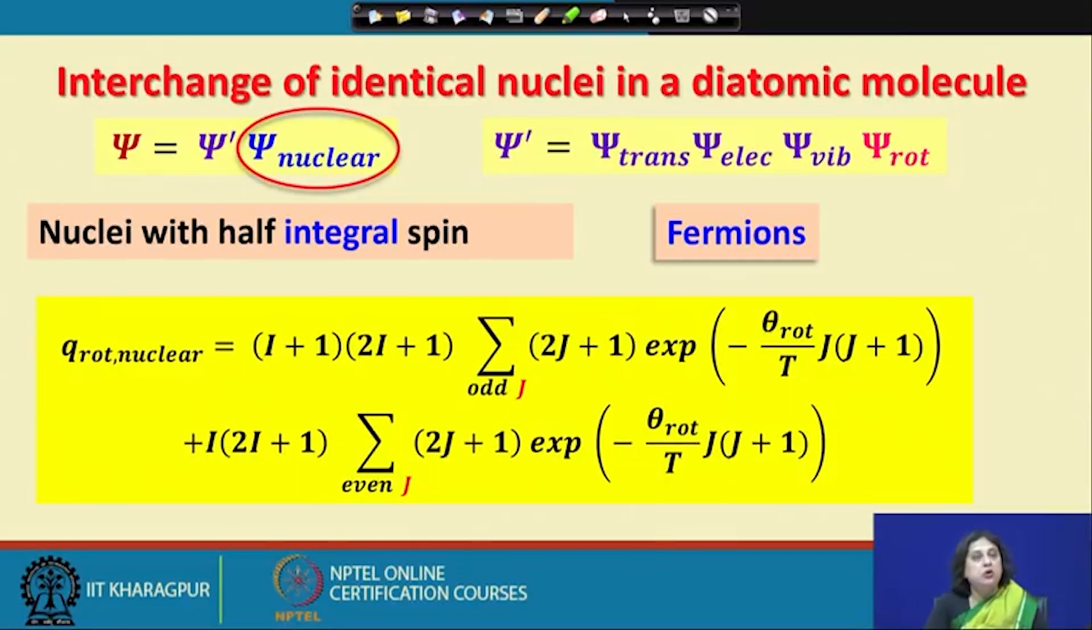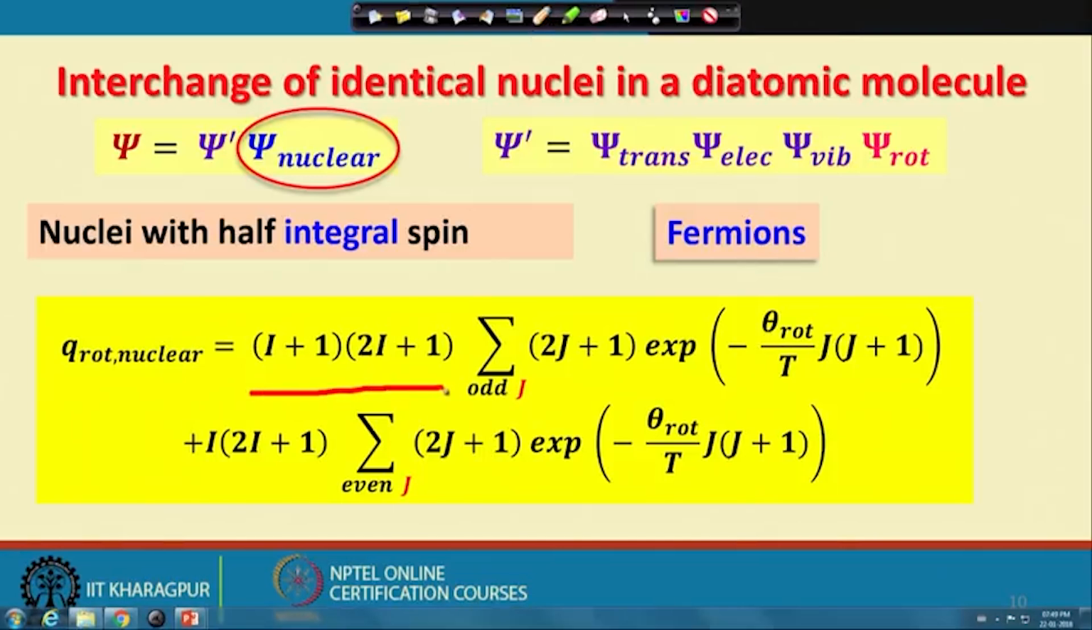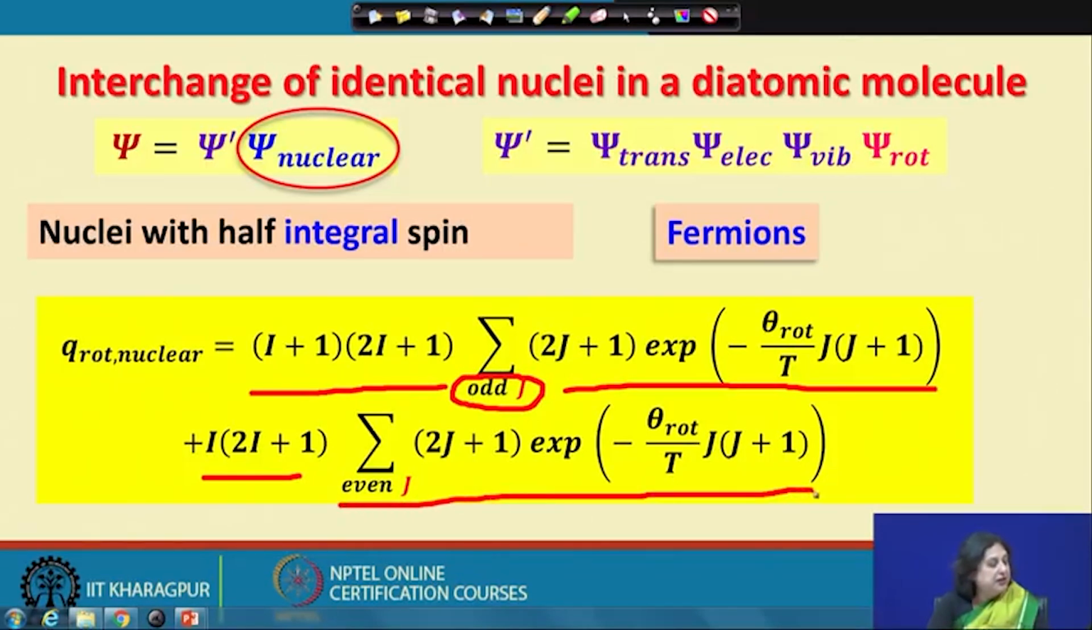So, in this case also we can see that the overall expression for Q rot nuclear can be given in terms of two distinct terms. The first one, as you see here, is this first term where you have one number multiplied by a summation over odd values of J, and then you have some other number coupled to a summation that runs over even values of J.